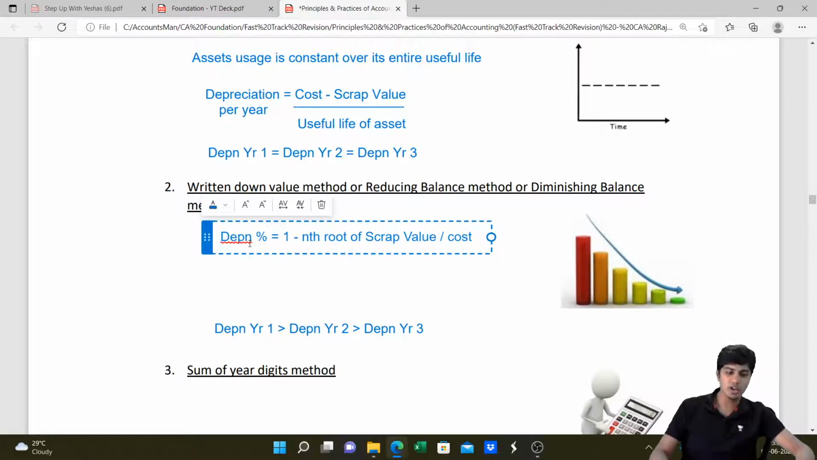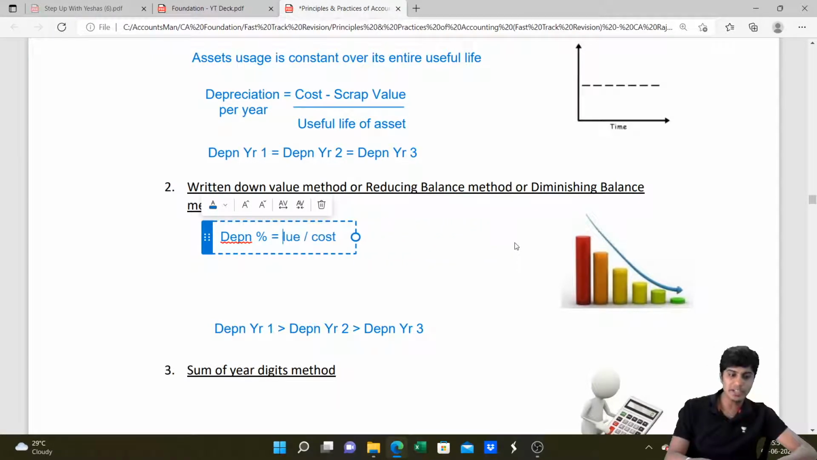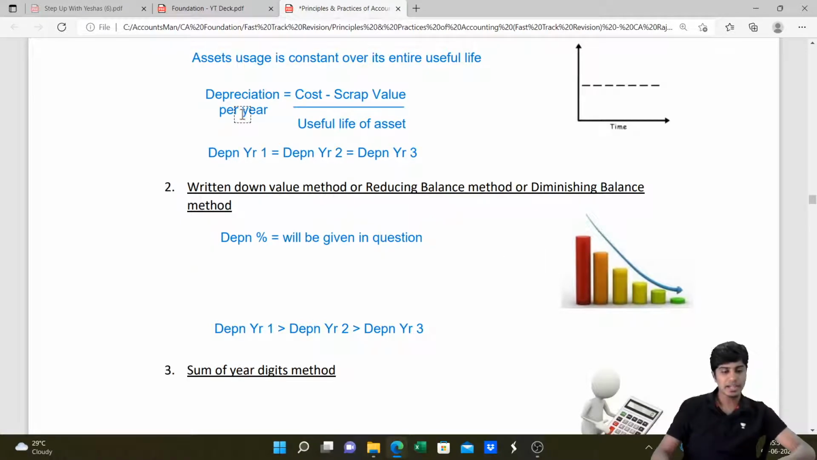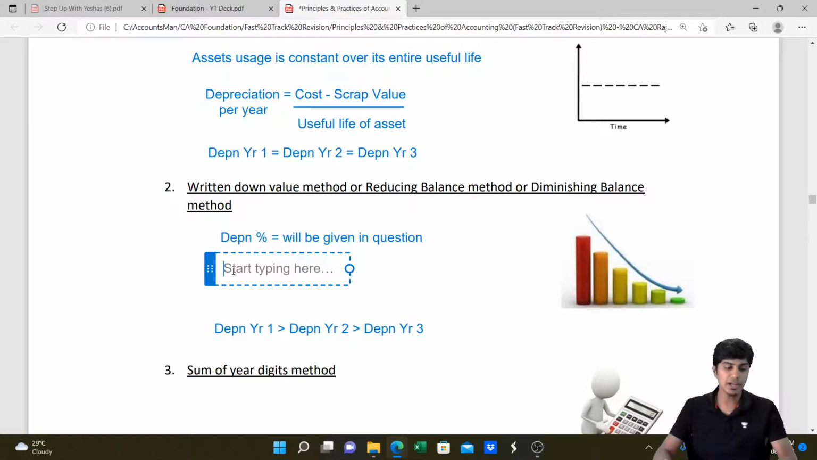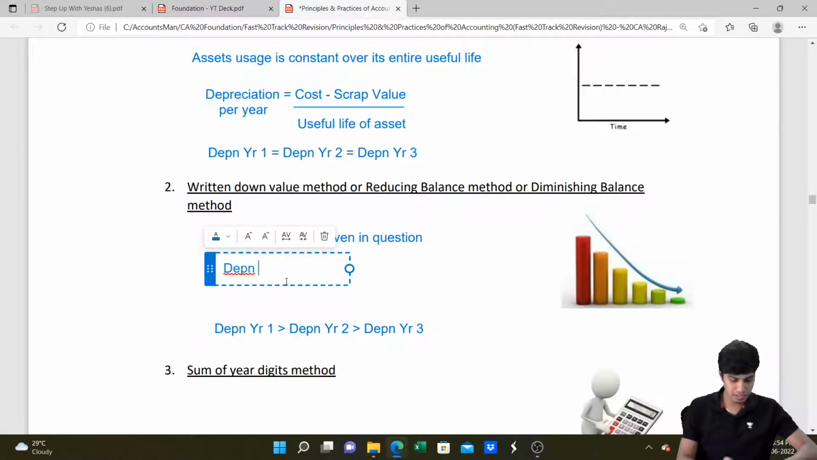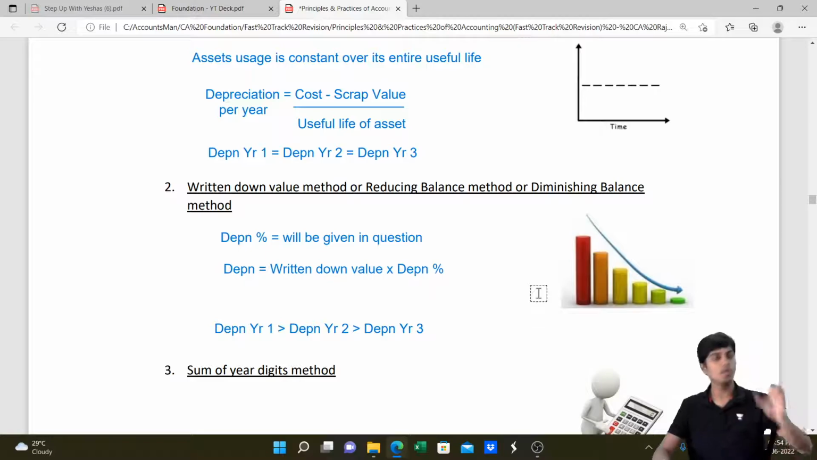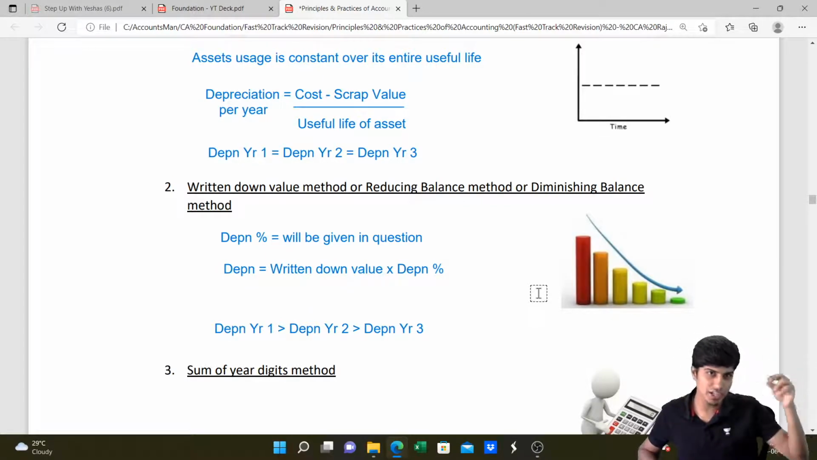This formula however need not be used because they will give the depreciation percentage to you in the exam. So usually depreciation percentage will all by itself be given in the question. Under straight line, you apply depreciation percentage, if any is given, on the original cost. Here depreciation is applied on the written down value. Depreciation is equal to written down value multiplied by depreciation percentage, meaning original cost minus depreciation of last year will give you written down value.